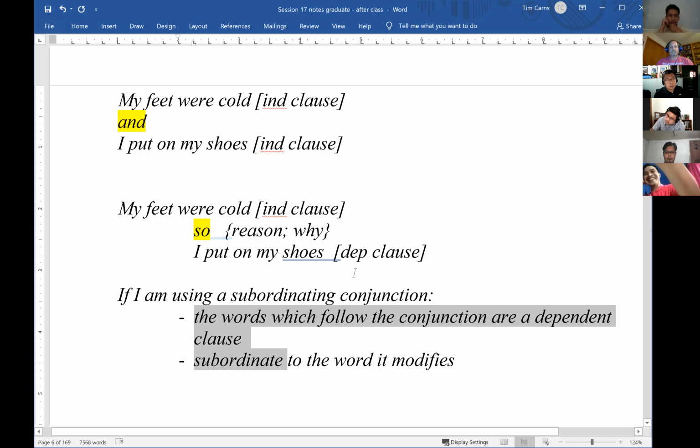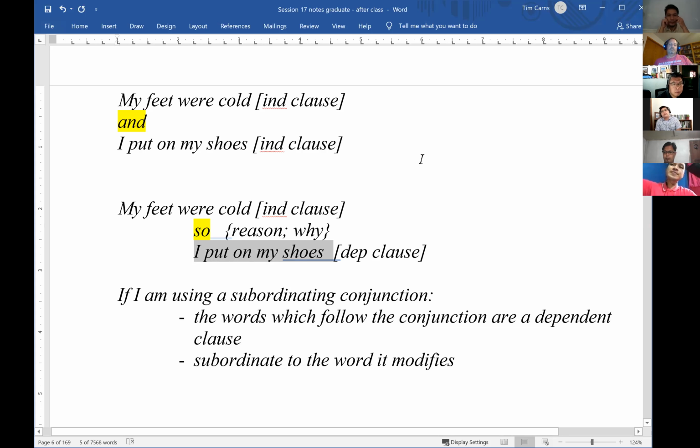Okay? So in this case, my feet were cold, so subordinate. This is now a dependent clause that is modifying something in the independent clause, and that is the verb were. My feet were cold, so because they were cold, I put on my shoes. All right? Any questions on this?